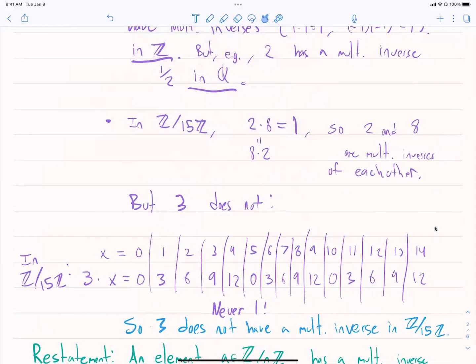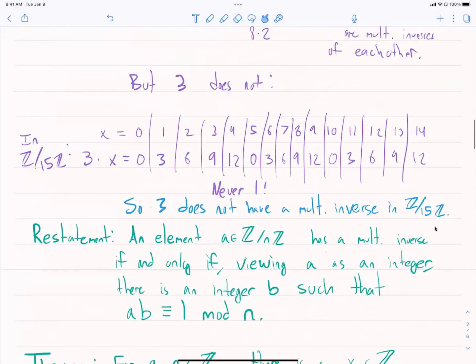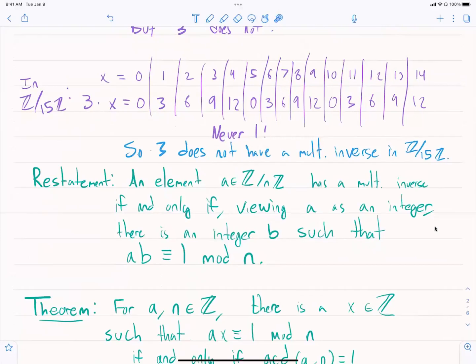Okay. So in class you wrote down all these times tables, and you were investigating which elements in Z mod NZ are going to have multiplicative inverses. Let me recall a restatement of that problem, as it's written on your worksheet. The question of whether an element A in Z mod NZ has a multiplicative inverse is the same as saying: thinking of A as an integer, there's some other integer B such that AB is congruent to 1 mod N.